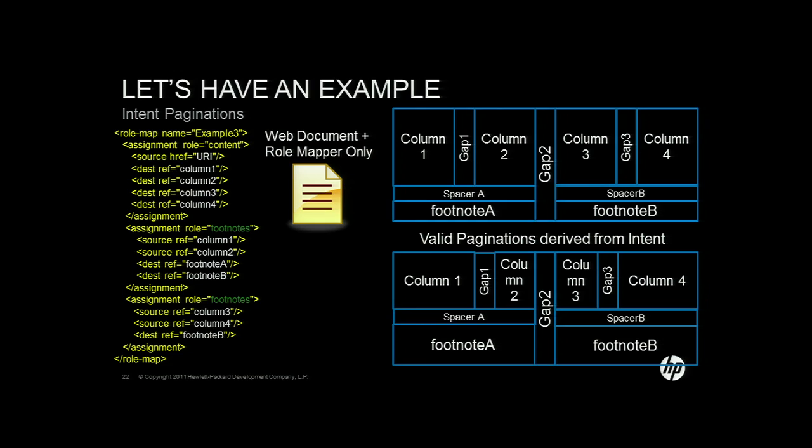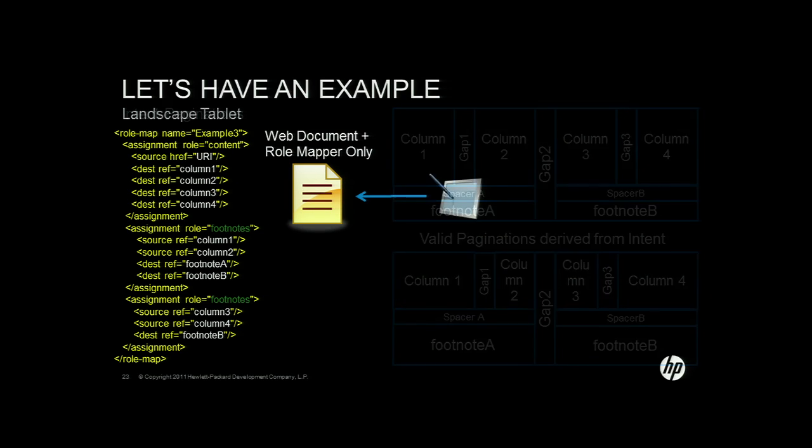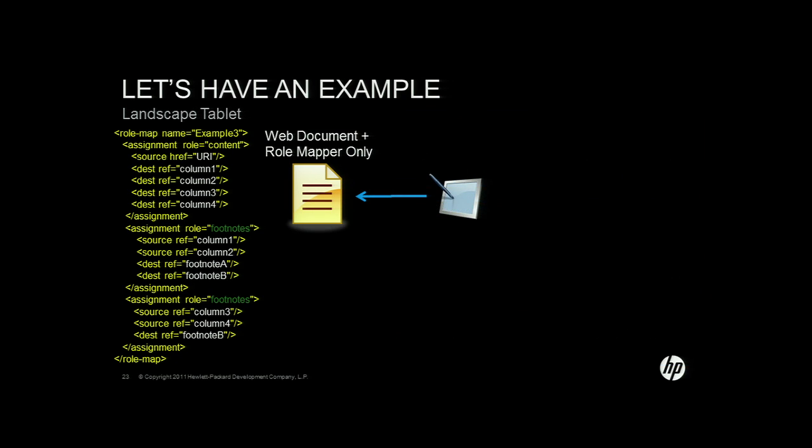they can derive from the intent, because they both have 4 columns, they both have footnote areas A and B, and so on. But you see, the column sizes can be different, the footnote limits can be different. All of those are valid because they are compatible with whatever the role map tells me. But let's go to a more realistic example.